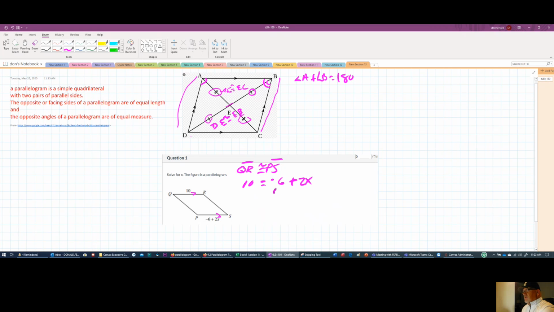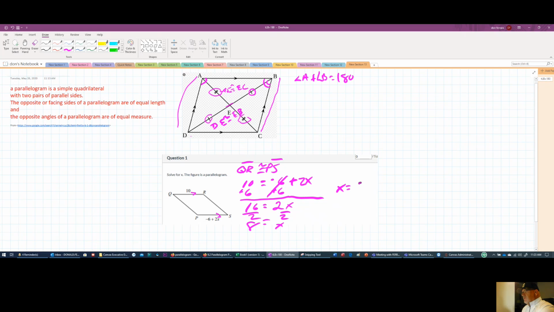And now we've got to solve for x. The first thing we do here is add 6 to this side, and add 6 to this side. And we've got 16 is equal to, that's going to cancel out, 2x. Now we're going to divide by 2. And x is going to be 16 divided by 2, which we know is 8.